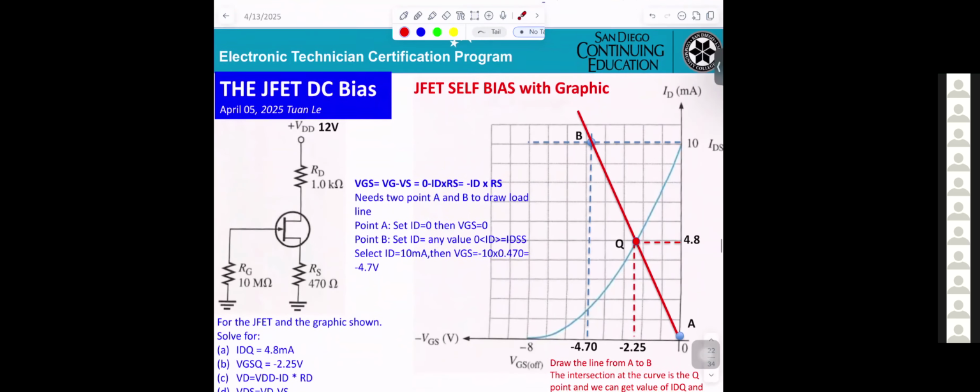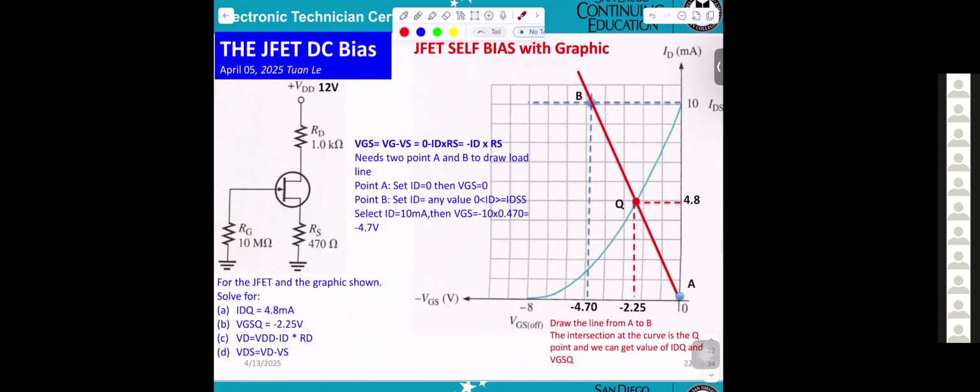Okay? And now, this one, we can go into a little detail here. They gave the circuitry here. If you're looking at the bias, it will be self bias. No power supply here. However, they gave you this curve. Okay? And now, if you want to calculate the value of ID and VGS, then you must get a certain point Q here.